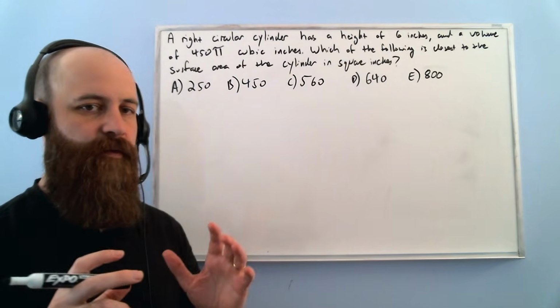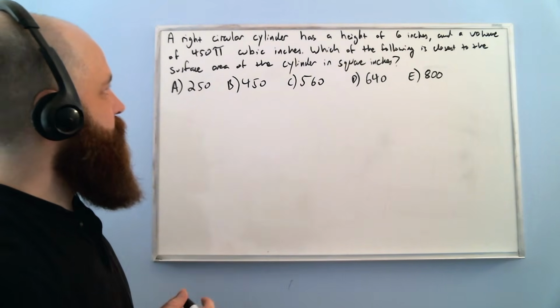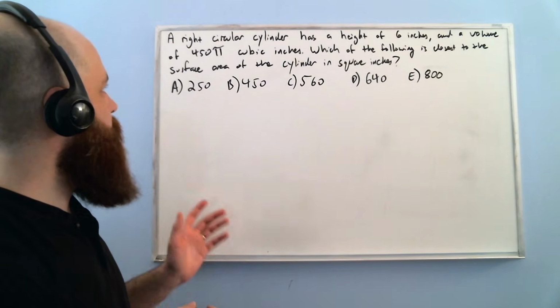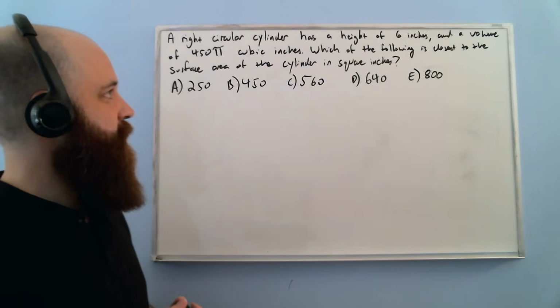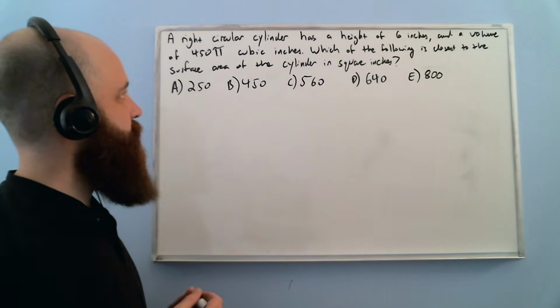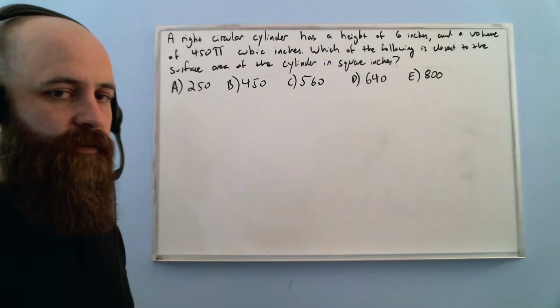Okay, another multiple choice question here. A right circular cylinder has a height of 6 inches and a volume of 450 pi cubic inches. Which of the following is closest to the surface area of the cylinder in square inches?